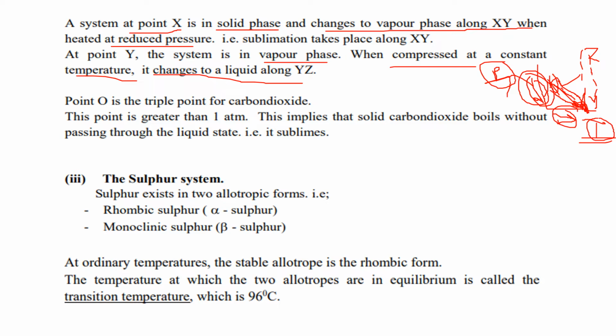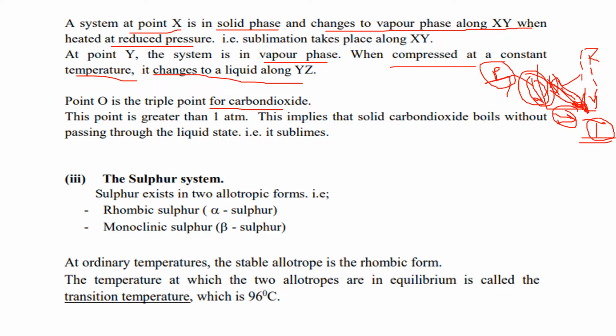Now point O is the triple point of carbon dioxide, and we are saying that its pressure is greater than 1 atmosphere. This implies that solid carbon dioxide sublimes without passing through the liquid state, but that's not so important.